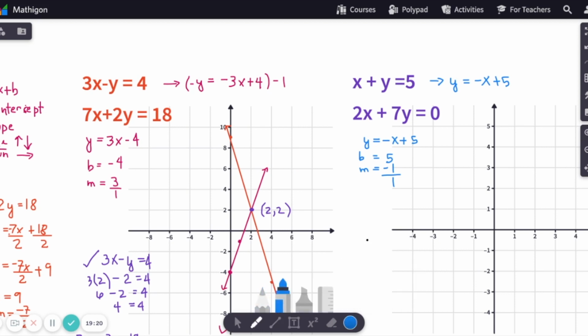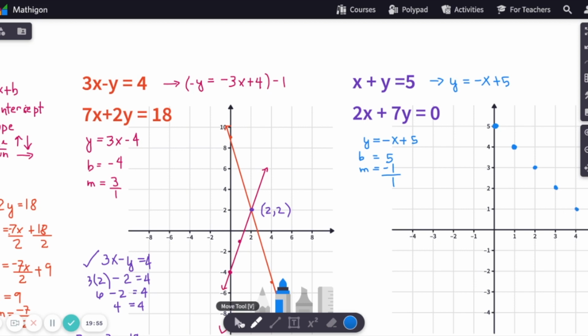Ang gagawin nyo po is i-plot na. So, where is b? This is positive, so makikita nyo po siya sa taas. Right? Okay, so this is negative 1. So, you are going down 1 unit downward. Then, you are going to run 1 unit to the right. So, your second point is here. Your third point is here. Your fourth point is here. Your fifth point is here.